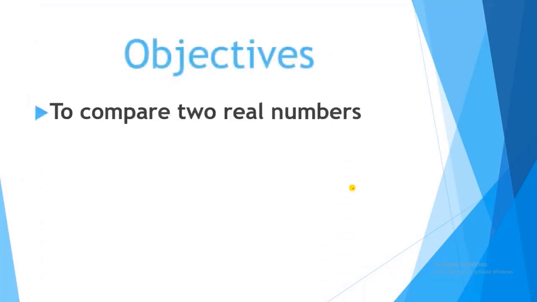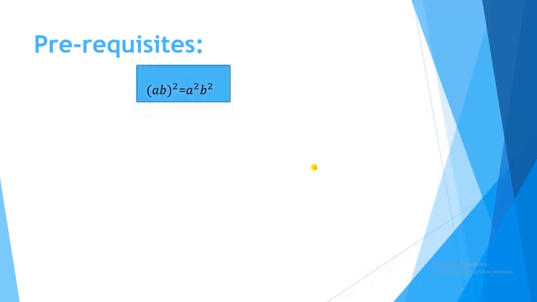Objectives. To compare two real numbers. Prerequisites. First of all, if we have (AB) squared, it equals the square of the first times the square of the second: A squared times B squared.